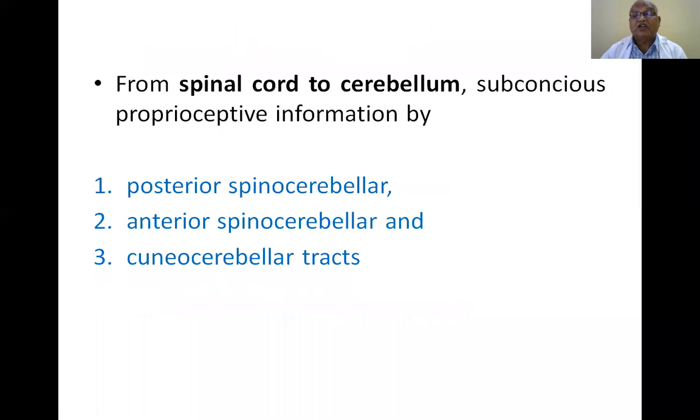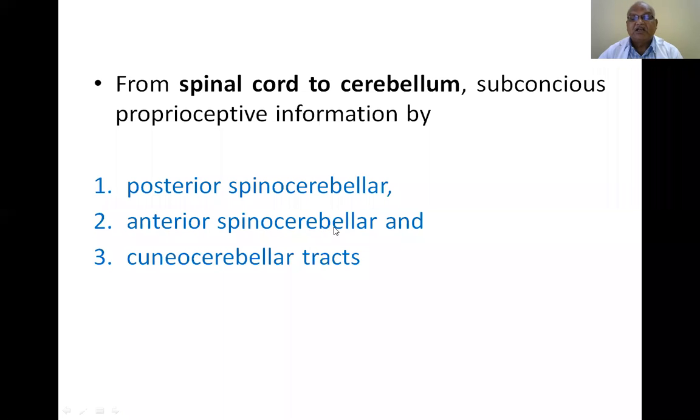From the spinal cord to the cerebellum, subconscious proprioceptive information is carried by the posterior spinocerebellar and anterior spinocerebellar tracts. That means the posterior one is present in the posterior horn, and the anterior one is present in the anterior horn. Then the cuneocerebellar tract, from nucleus cuneatus and gracilis, the cuneate nucleus. These are tracts coming to the cerebellum. So in the posterior spinocerebellar tract, the lower part, the spinal cord, is the origin, and the cerebellum is the end point. Anterior horn of the spinal cord, anterior spino.